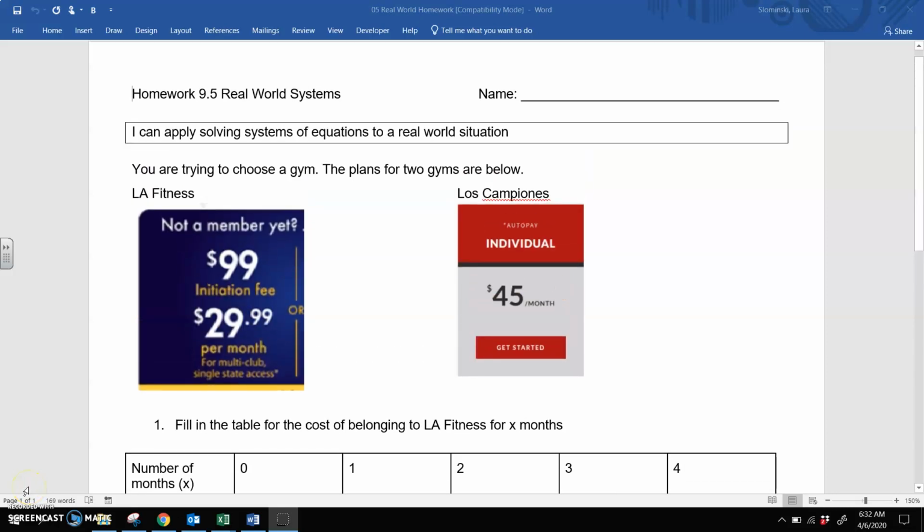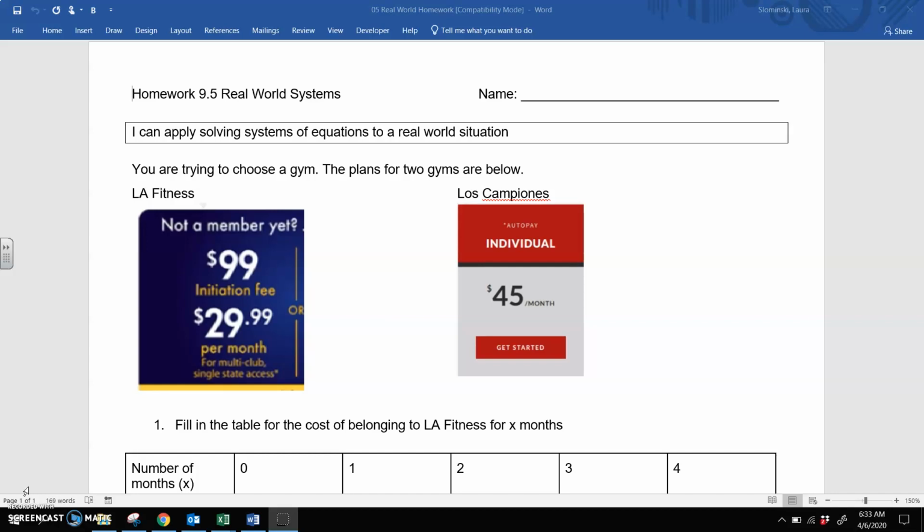In this video, I will be looking at the 9-5 homework assignment, and specifically I will be doing numbers 1 and 2. So the objective in 9-5 is that I can solve systems of equations to a real-world situation, and the real-world situation that I'm provided with here is that I'm trying to choose a gym. The plan for the two gyms are below.